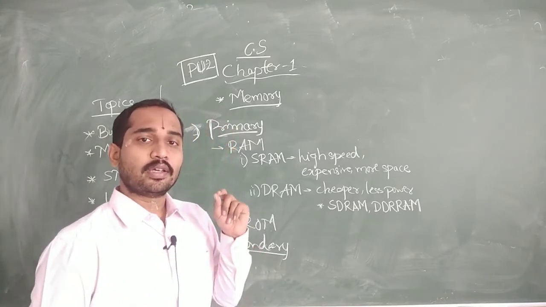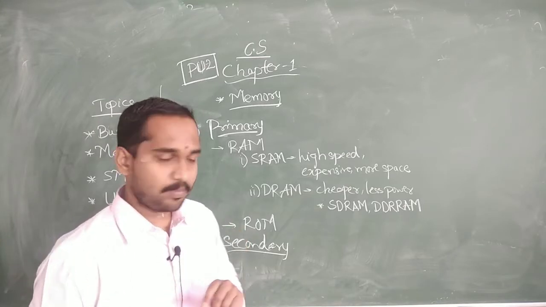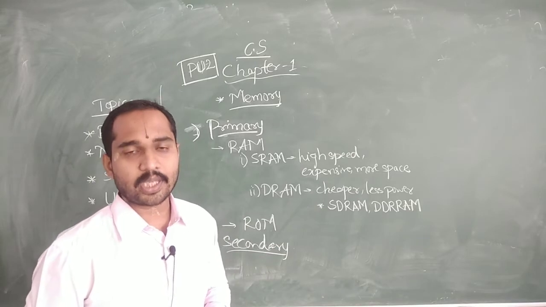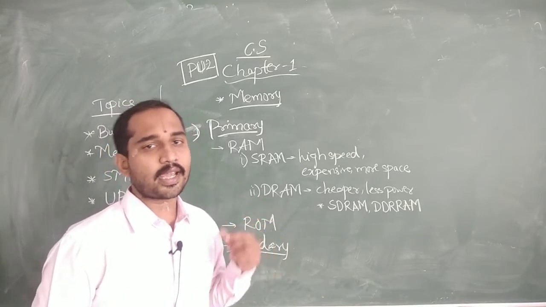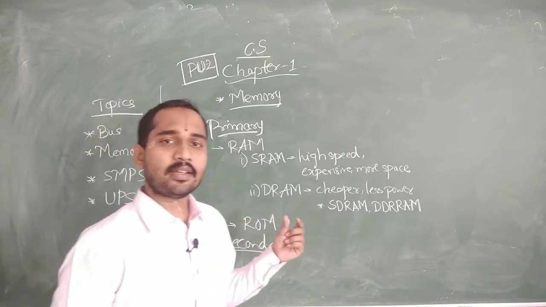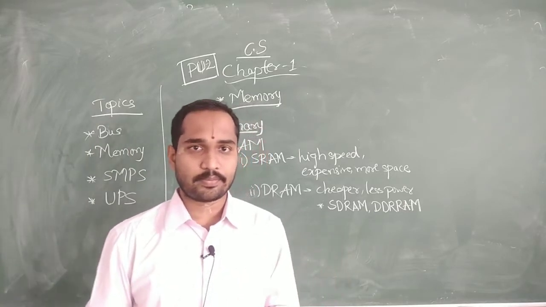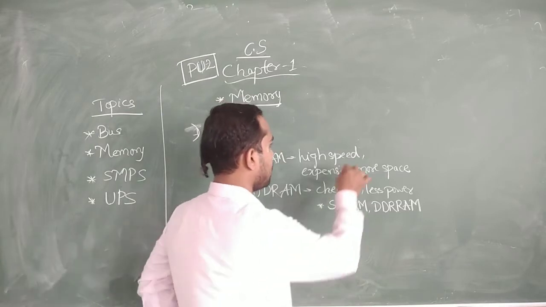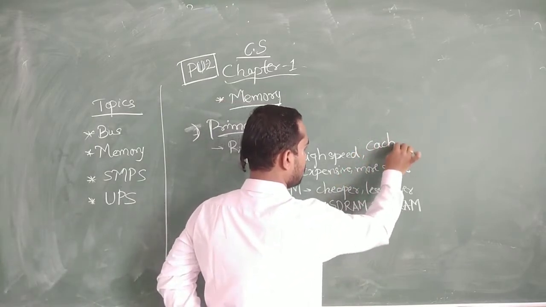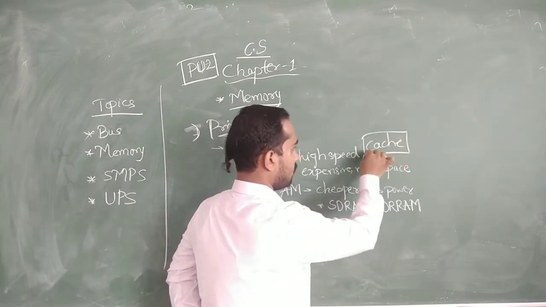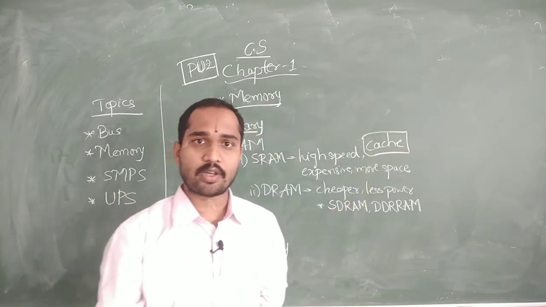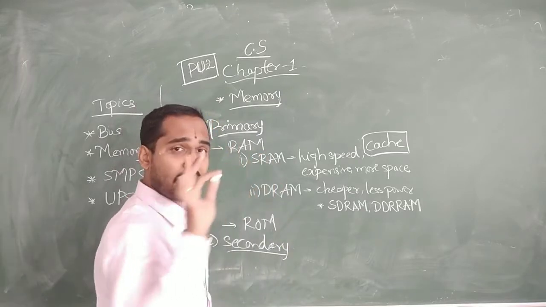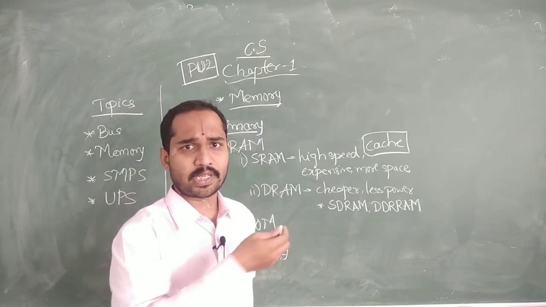And in RAM you have two types, the static RAM and the dynamic RAM. The static RAM usually is used in cache. Not the cash, not your money. C-A-C-H-E. This is sometimes pronounced as cache or cachay. It is actually pronounced as cache. In your mobiles you might have seen this word.